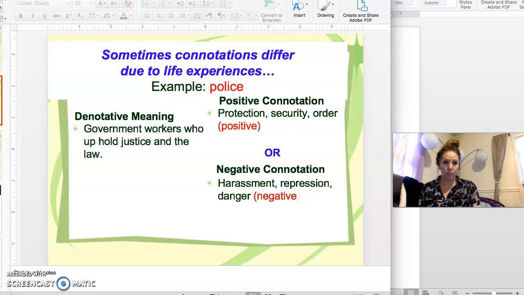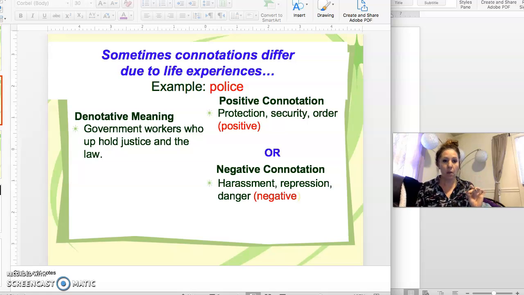So to recap, remember that every word carries a literal meaning, which is its denotation, and that is the definition of the word. And the go-to example would be the word police. If you did not know the meaning of the word, and most of us do, you would look it up in the dictionary and you would find out that police simply means government workers who uphold justice and law. That's what it stands for in the dictionary. But we know that word can carry a very strong connotation.